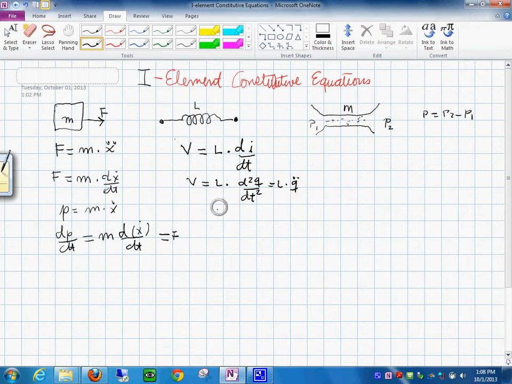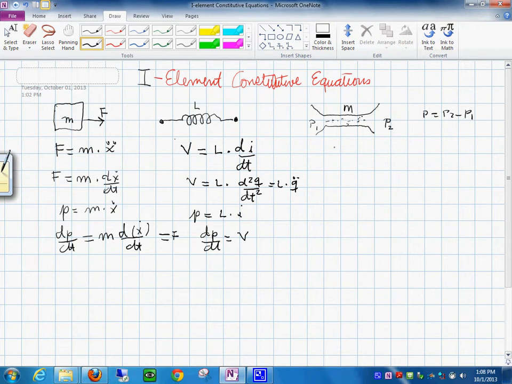And we have, like in the case of the mechanical system, also a momentum, which we'll call flux linkage on the electrical system, but in this case the momentum is also the electrical momentum. In this case it will be L times the current I. And in here you also have that dp dt is equal to the voltage V.